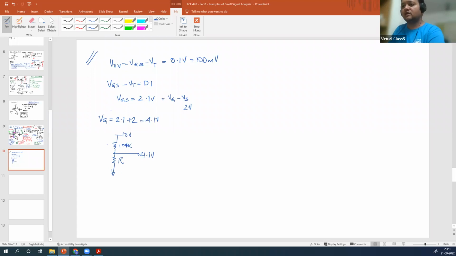Now, what will be the current flowing here? Iterative process. Your ID will be 10 minus 4.1 divided by 101K, because it is the current through this resistor. Yes or no? No. It is 101K plus R. Total divided by this. So how much is this value? 5.9 divided by 101K plus R equals ID.